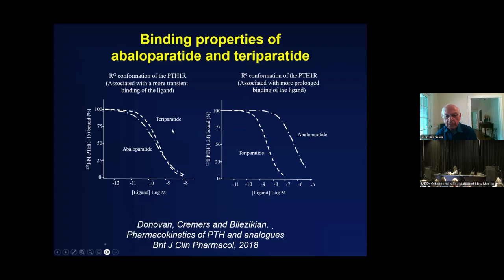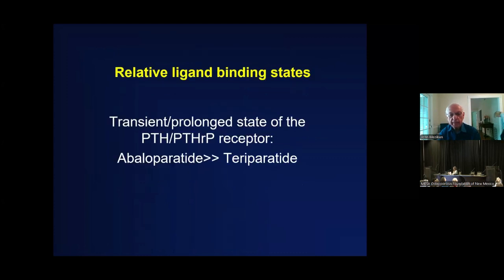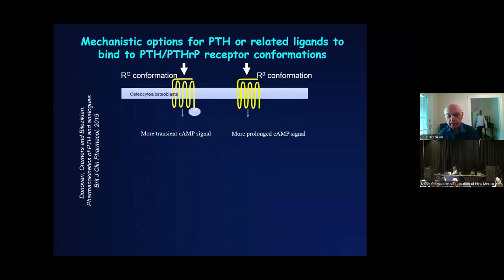So looking at this as a ratio, you're going to think that abaloparatide would favor RG, therefore be more anabolic. And that's the hypothesis. Let me just touch on it a little bit more. Here's the RG on the left, R0 on the right.